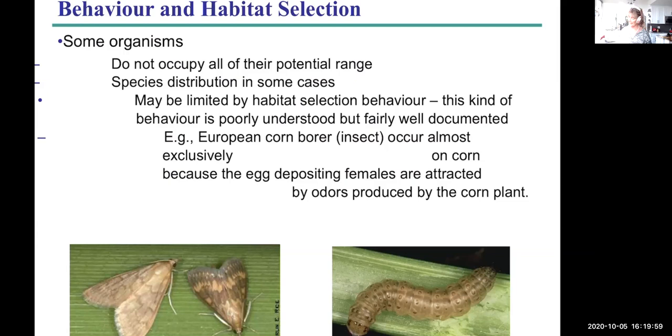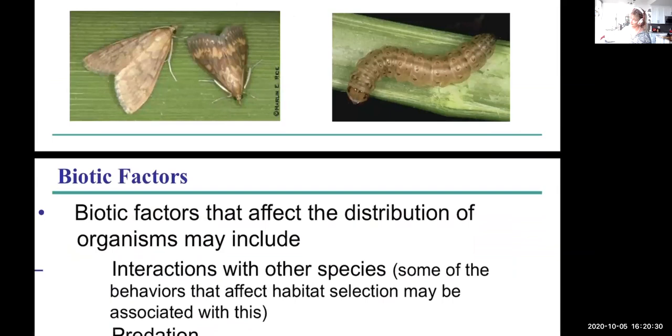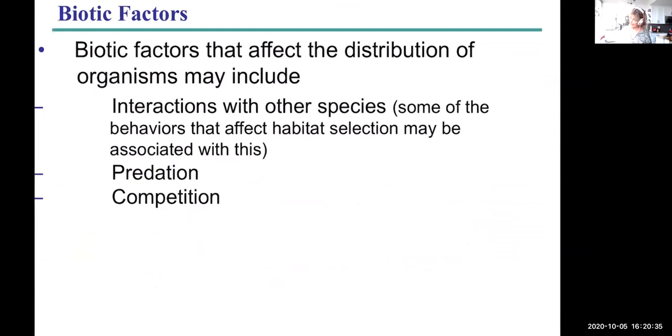Some organisms don't occupy all of their potential range. So there's a potential range and then there's a realized range. So this is an insect called the European corn borer. It occurs almost exclusively on corn. It could live elsewhere because of the climate and what have you, but the egg-depositing females are attracted by the odors produced by the corn plant. So that's the only place that they breed. Biotic factors that influence distribution of organisms can include loads of different kinds of interactions with other species, including predation and competition.